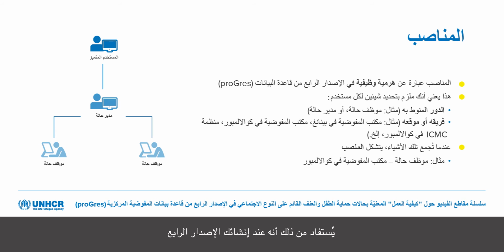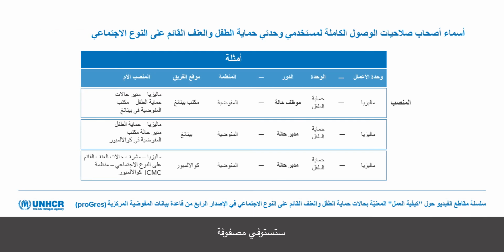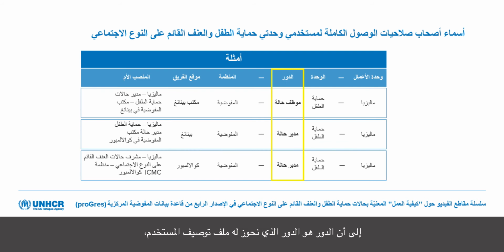What this looks like when you set up your V4 is you will be filling out a matrix where you would indicate for each individual their business unit, the module they would have access to, and the role that they are assigned. And remember, it's very important to keep in mind that your role is the role that we have as a user profile. It does not always align with their job title. So the role here is going to be a caseworker or a case manager.